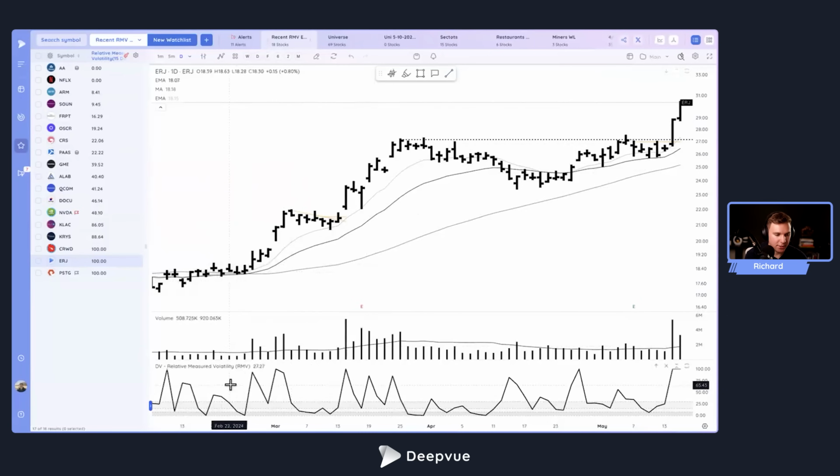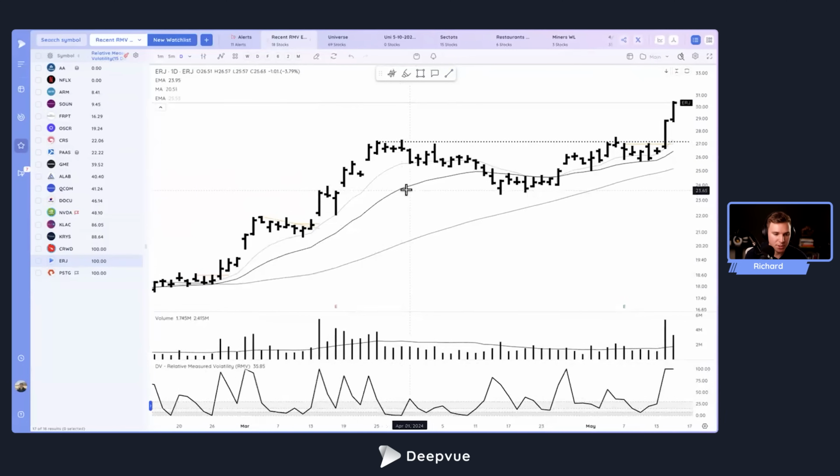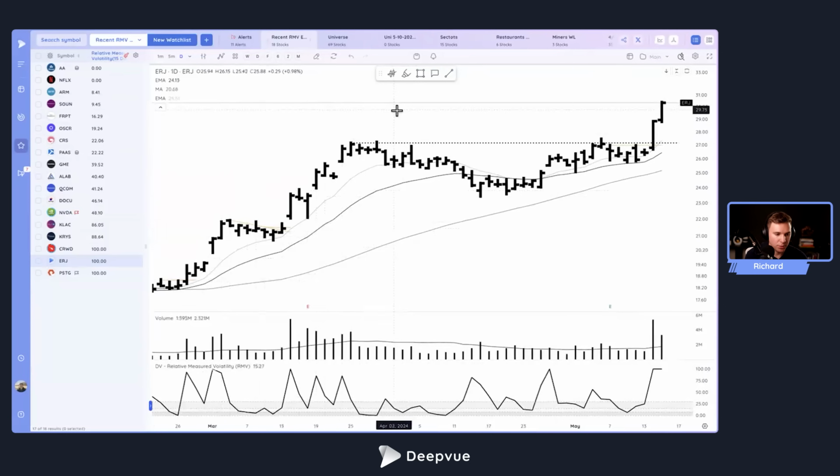And even back in this area, it goes to zero again. I didn't even plan this. We're seeing these highs, break out from the highs, and that's what really starts this momentum move up. So multiple spots with ERJ where we see RMV really come into play.